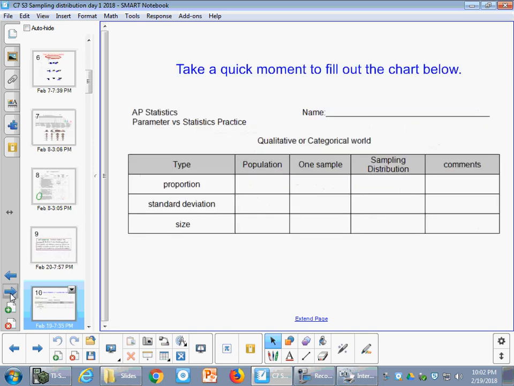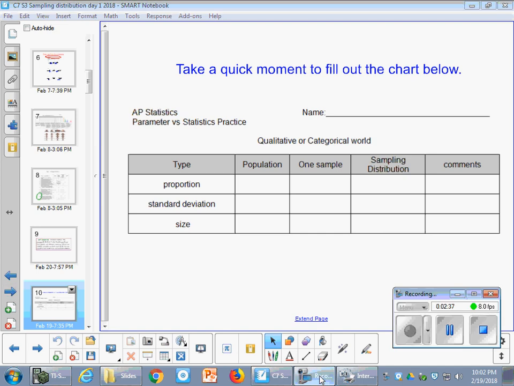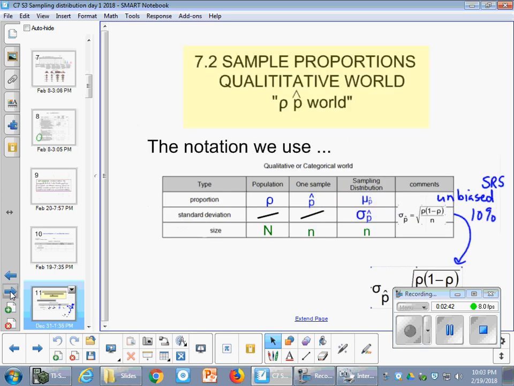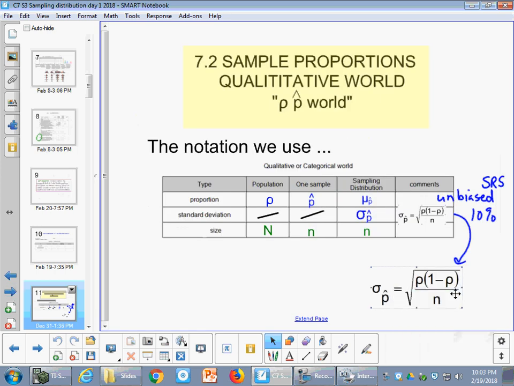So let's flip over the empirical rule quiz, and we have this little chart. This is in the rho, p hat world of last week. Let's see what you can fill out here. Okay. I hope you don't think this was a bit of a trick, but we don't actually have a symbol for the population's standard deviation.